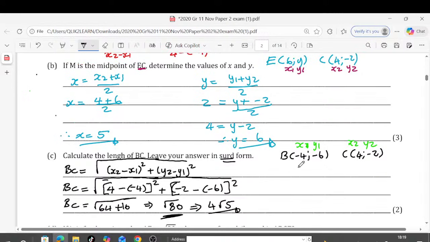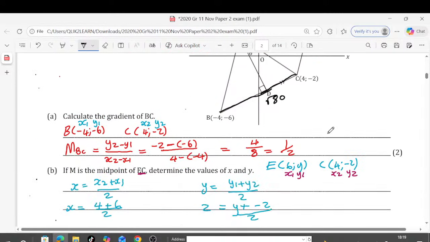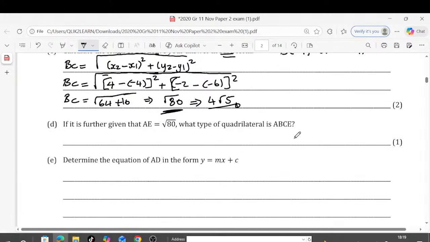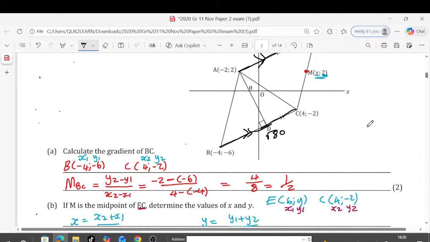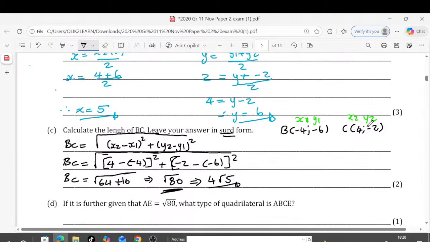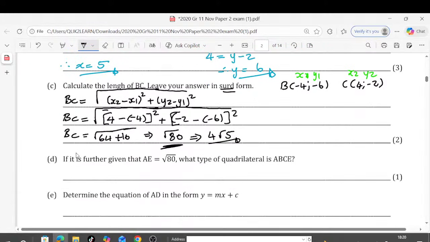So now, what type of quadrilateral is ABCE? So opposite sides are equal. We're going to call this a parallelogram. One pair of opposite sides equal and parallel. Can you see that this line here is parallel to that line? So we have one side that is parallel and one side that is equal. We're going to call this a parallelogram.